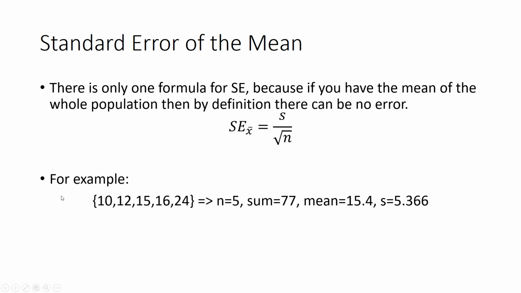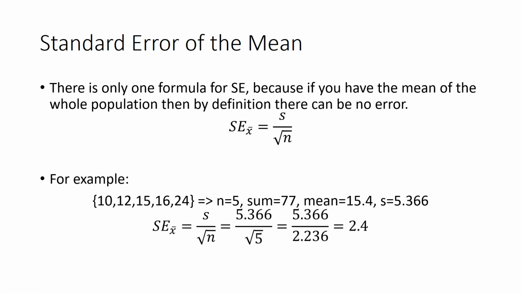Here's an example. 5 data items, 10, 12, 15, 16, 24. So n is 5. That means there's 5 items in the data set. And the sum of all of them is 77. If you divide 77 by 5, you should get 15.4, I believe. Now S, I went to the trouble of calculating for you. It's 5.366 using the formulas we've discussed so far. So that's our standard deviation.